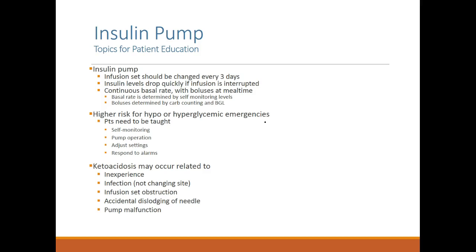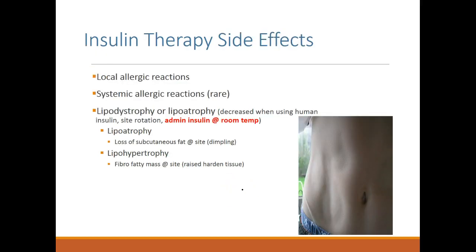Ketoacidosis can normally happen due to inexperience, infections, not changing the site or the infusion set on a regular basis, accidental dislodging of the needle, or pump malfunction. Some of the problems with side effects are local allergic reactions. I see this with some of my patients on long-acting insulin like Lantus and Levemir, and a lot of times it is not an allergic reaction to the insulin itself, but to the preservative that is used with the insulin.